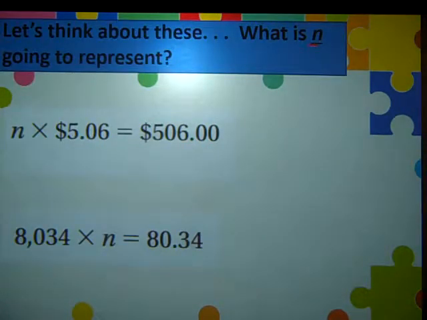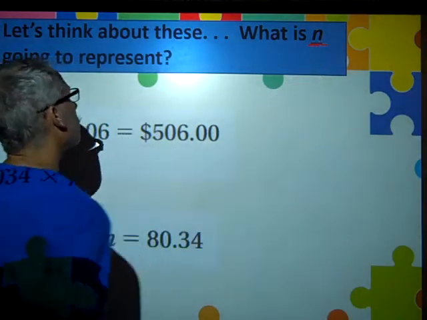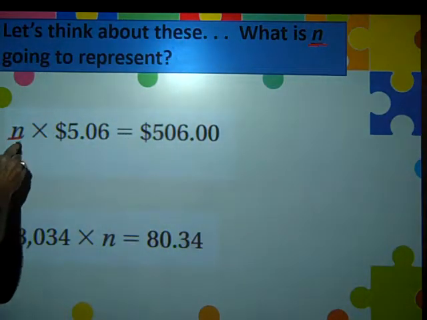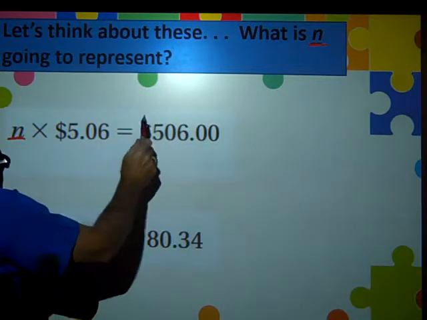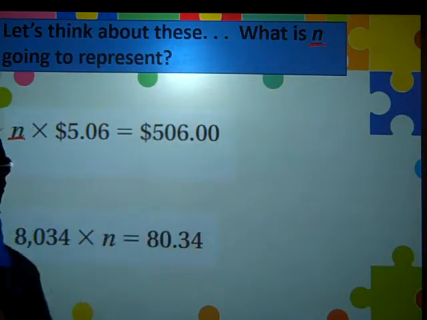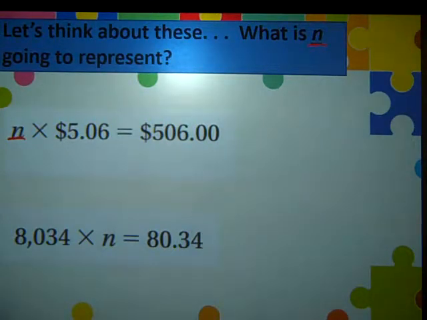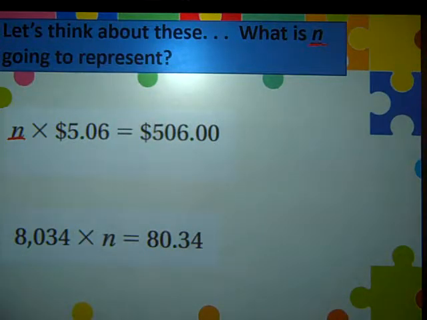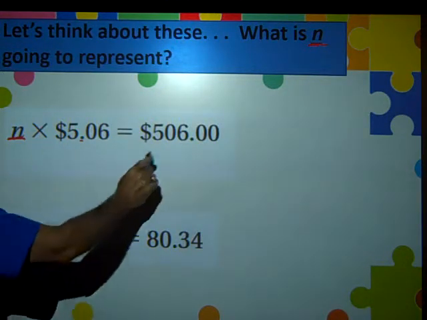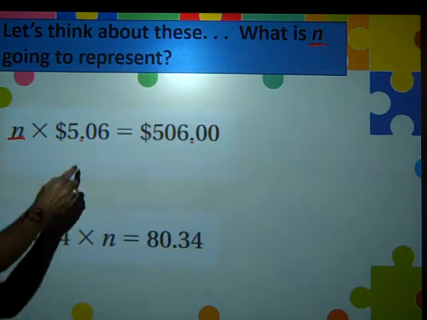Okay, so now let's look at it from a different perspective. Somebody decided that putting letters in math would be fun. So I want to know, what does n have to be? What number does that have to be in order to change $5.06 to $506 and no cents? First question, ask yourself, did it get bigger or did it get smaller? Absolutely, it got bigger. How many places did the decimal move to make it bigger? Well, the decimal was behind the 5. Now it's behind the 6. So how many places did it move?